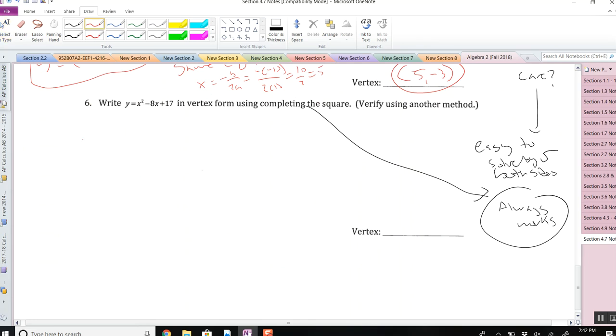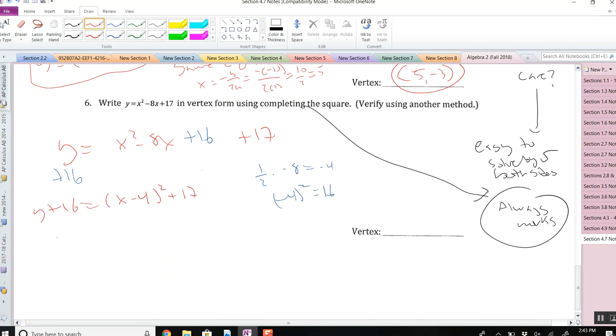Let's try it one more time, or you can pause the video and try on your own. Let's push 17 off to the side. Take half of -8, which is -4, but square it, which is 16. Remember, half of -8 is -4. -4 squared is 16. y + 16 equals (x - 4)² + 17. y equals (x - 4)² + 1. All right. We got our vertex, which is (4, 1).